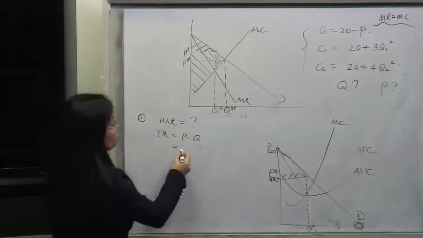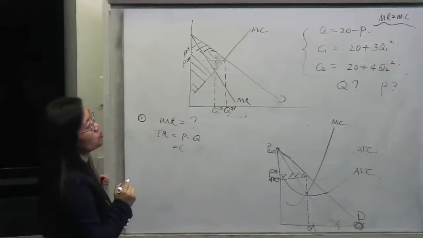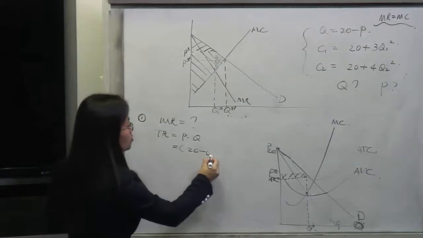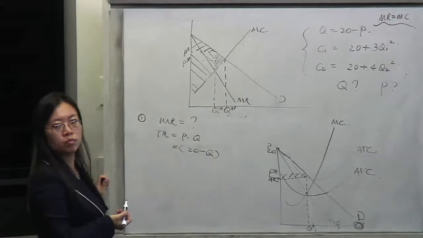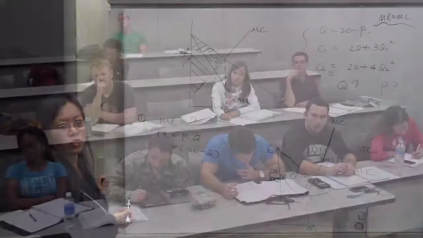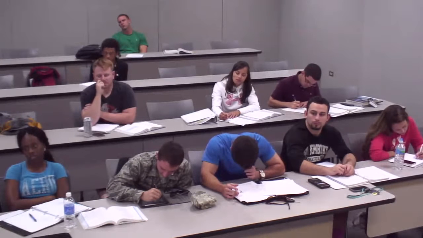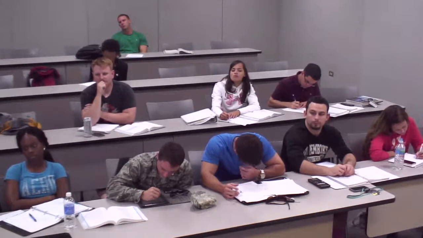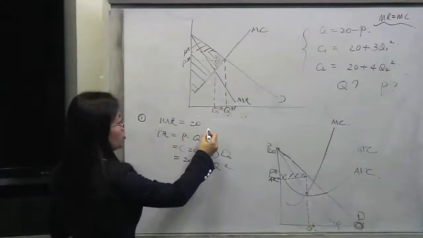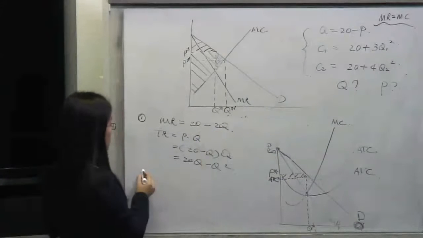So what is P equal to? 20 minus Q. Okay. Are you guys with me now? Okay. So total revenue is equal to 20Q minus Q squared. So now do we know the marginal revenue? Marginal revenue is equal to 20 minus 2Q.